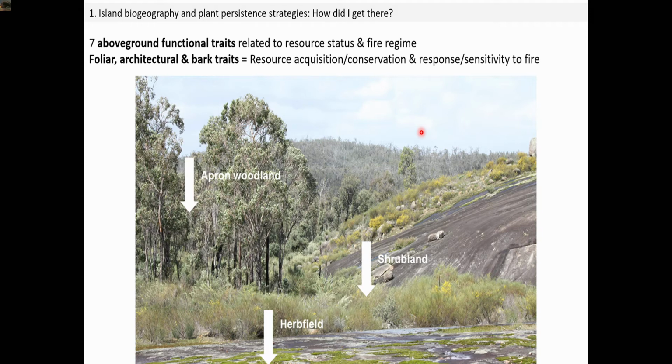There I was studying some above-ground functional traits, which are definitely related to two of the major drivers, the putative major drivers, in the region, which are resource status and fire regimes. And these are, in fact, related to leaves, to architecture and bark features.